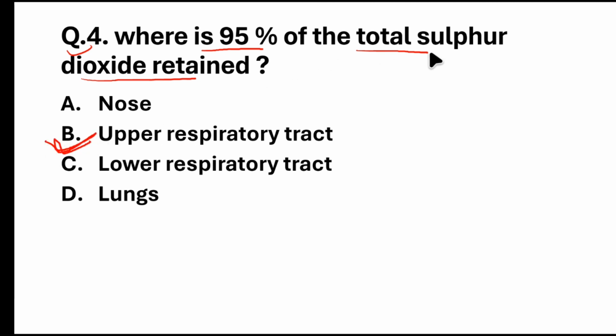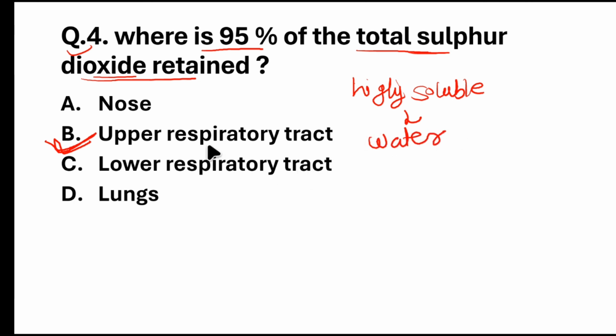Sulfur dioxide is highly soluble in water and gets retained in the upper respiratory tract. About 95% of it gets absorbed here. The rest may progress further and may even reach the lungs.